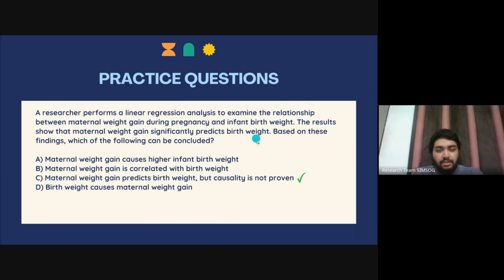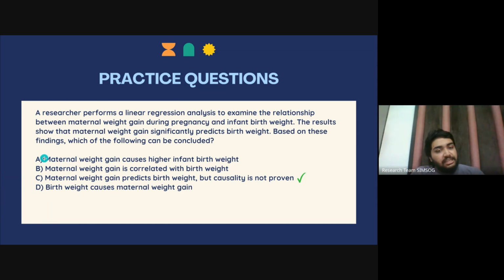birth weight. But again, regression is also not equal to causation. Causation or causality is theoretical added to statistical. So here they have told nothing about theoretical. Of course, we know that there are theoretical things which we could think of, but in the question they have not given it. So answer is C.